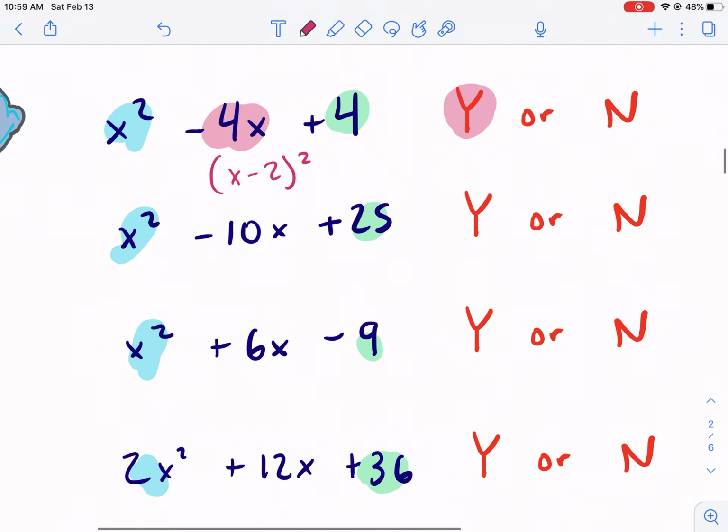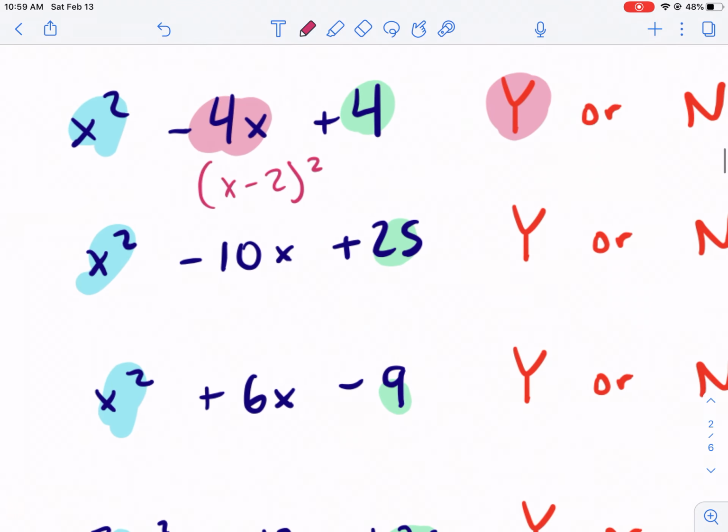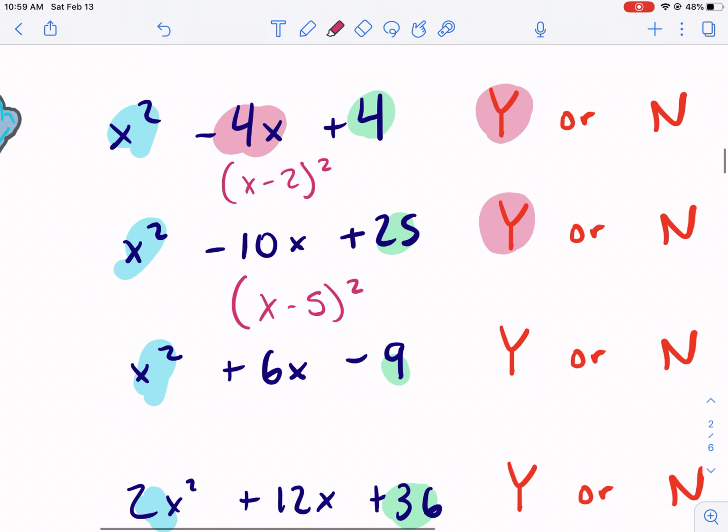Yes. Number 2, the square root of 25 is 5. The square root of x squared is x. 5 times x is 5x. Double it, we would get 10x, okay? But we would make sure, because it's minus, again, we go x minus 5, quantity squared. Is it a perfect square? The answer is yes, it is.